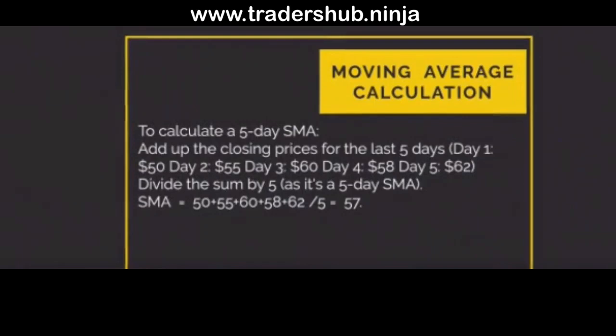Here, the 5 days asset values are 50, 55, 60, 58 and 62. Add these 5 numbers and then divide by 5. So, the 5-day SMA value is 57.